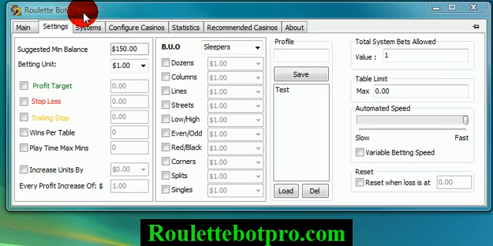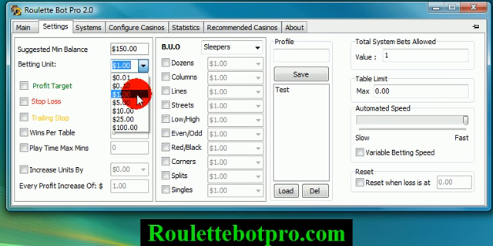This is the Roulette Bot Pro version 2 overview video for the Settings tab. To start, we have Suggested Minimum Balance. This is just a guideline of what I feel you should use while using that particular betting unit. If you change your betting unit, increase it, the suggested minimum balance will increase accordingly.